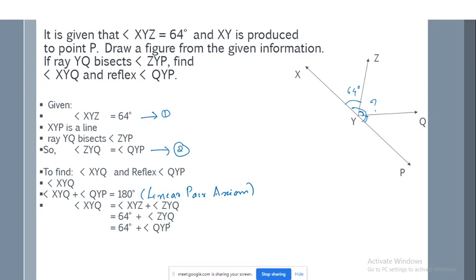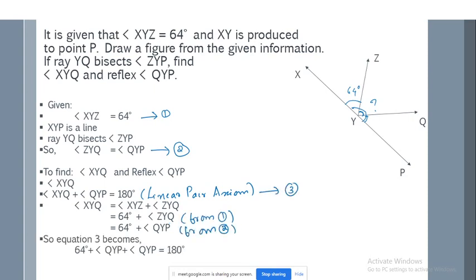Now equation 3 becomes 64 degree plus angle QYP plus angle QYP equal to 180 degree. So this step I am writing here, 64 degree plus 2 angle QYP is equal to 180 degree. This is what she solved there. So 2 angle QYP is equal to 180 minus 64 degree, which is equal to 116 degree. Then angle QYP is equal to 116 by 2, which is equal to 58 degrees.